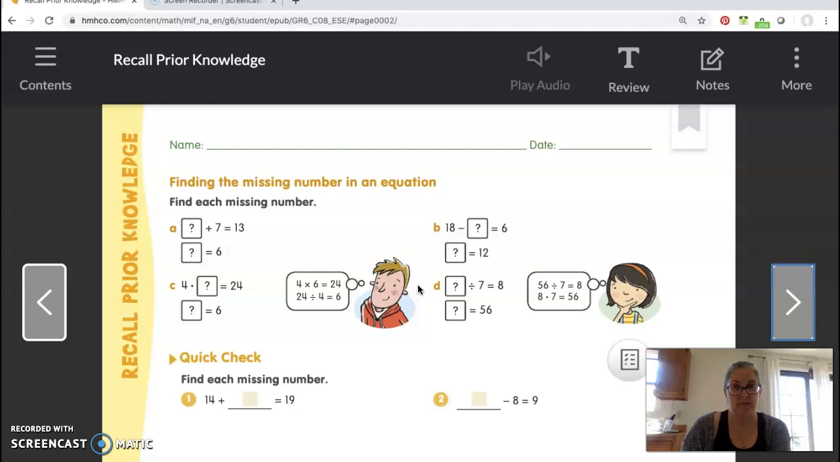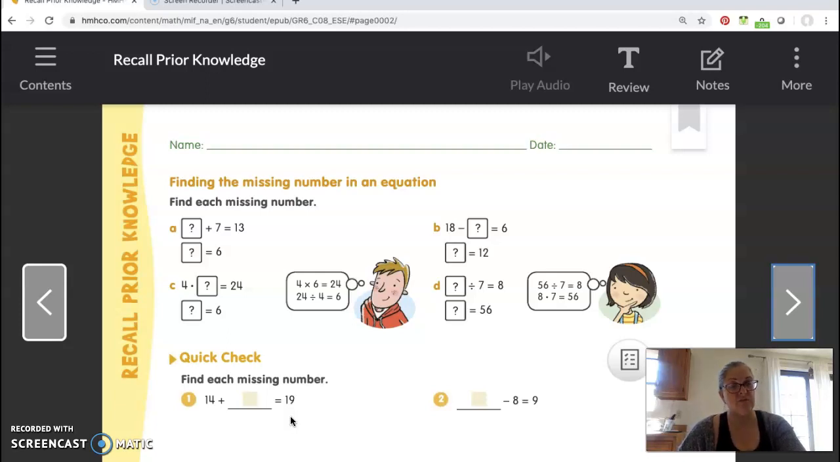I want you to take a moment to notice that the missing number is found not just through logic and thinking it through. For example, number 1, where it's showing 14 plus blank is 19, you would know from experience that it's 5, but the way you would actually find that is by subtraction. Even though it's an addition problem, by subtracting 14 from 19, you're actually doing a subtraction problem and finding the answer.